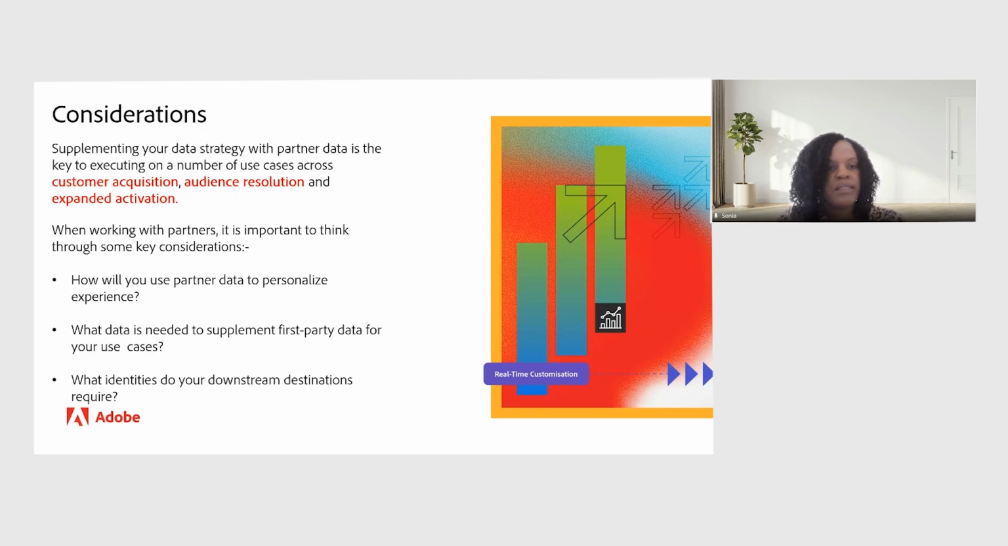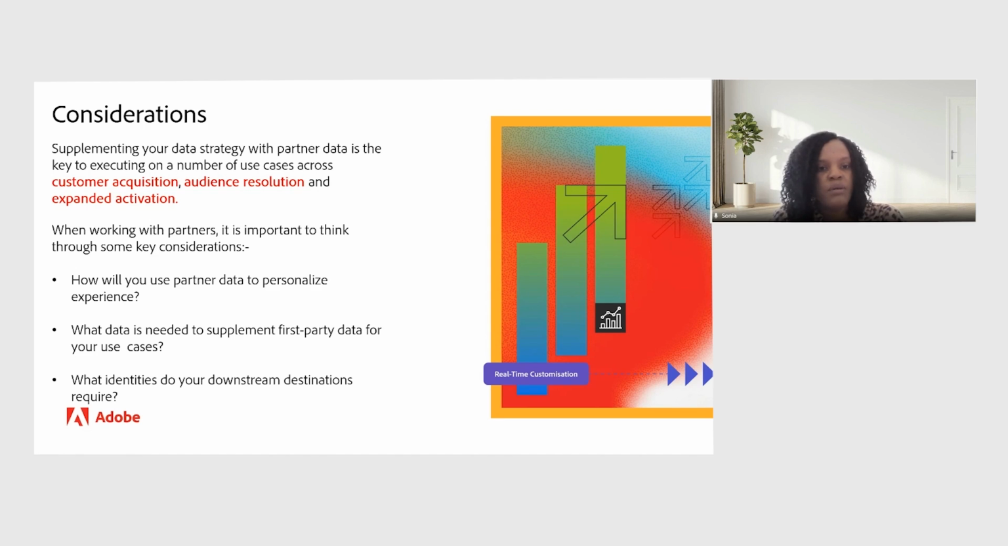So in summary then, supplementing your data strategy with partner data is a key part of executing on a number of use cases across things like customer acquisition, audience resolution, and expanded activation. But when working with partners, it is really important to think through some key considerations as part of your strategy. So firstly, how will you use the partner data to personalize your experience?